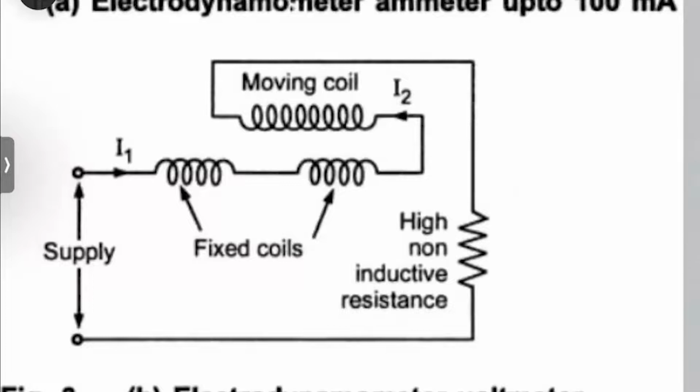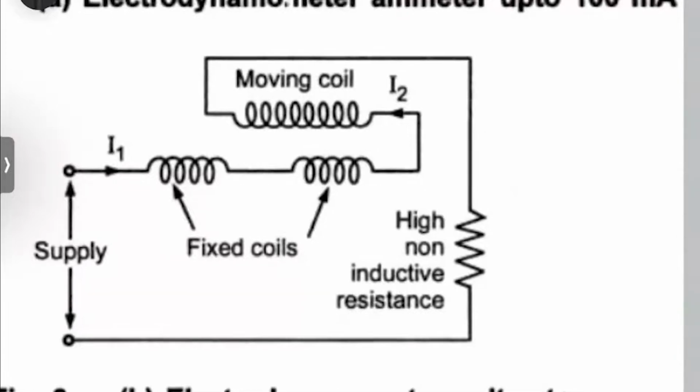Second one, if you see, this is the voltmeter. How are we going to use the voltmeter? This is the load voltage. Let's take this as the load, and the connection will be like this. So the fixed coils or current coils are the same, and the moving coil or pressure coil is the same.